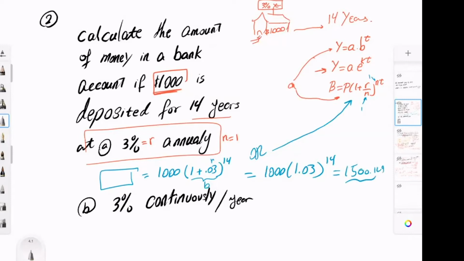Okay, now part B. They said 3% continuously per year. So the word continuously, you're going to use y equal to initial 1,000 e to the 0.03 multiplied by 14. So growth rate here is 3%, 0.03. Can you guys calculate this to see what that is? I got 1,512 or 21.96.